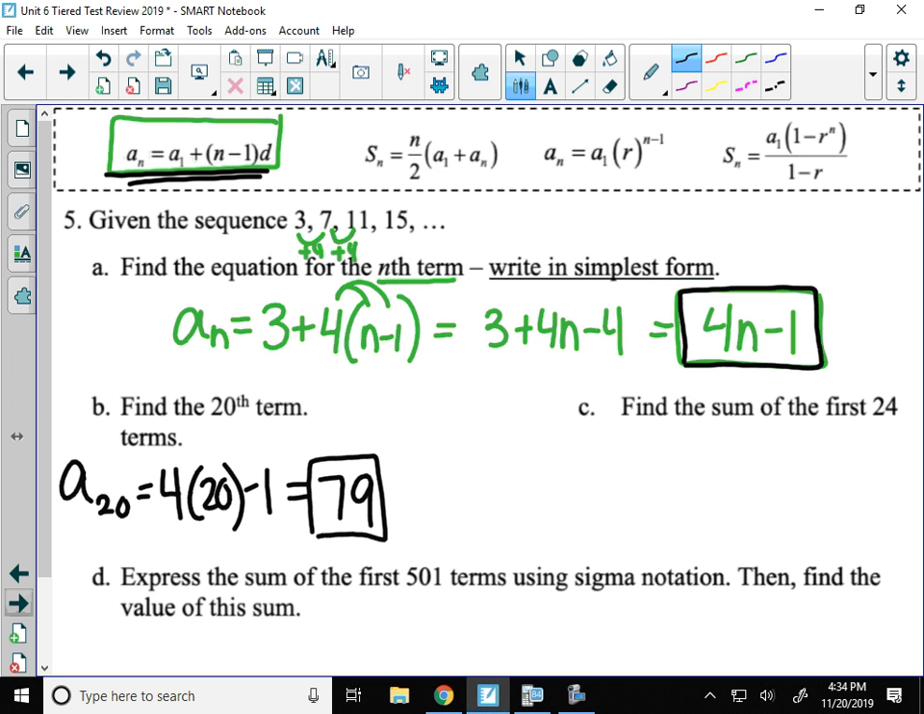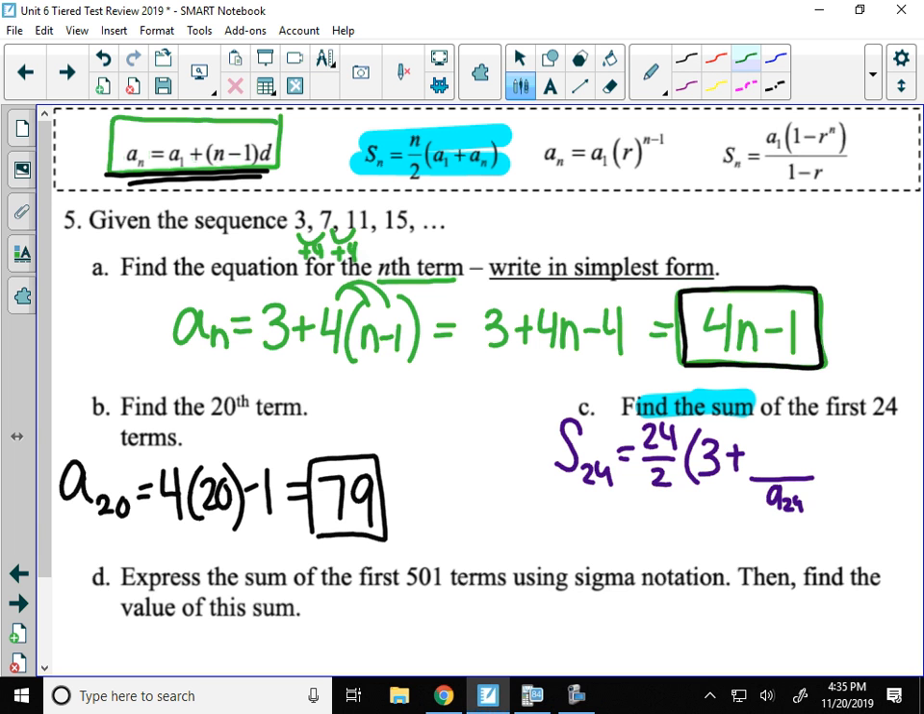Now I need to find the sum of the first 24 terms. So if I'm finding the sum, I'm using this series formula. Let's start with it and we'll get to that question in a second. I'm finding the sum of 24 terms. The sum of 24, the 24 is the n. I know the first term. But the thing is, I need a sub 24 here. I don't know what a sub 24 is, so I have to go back and use this formula from up above and put 24 into it. So you need to go back and find a sub 24.